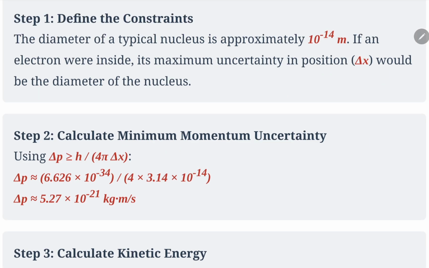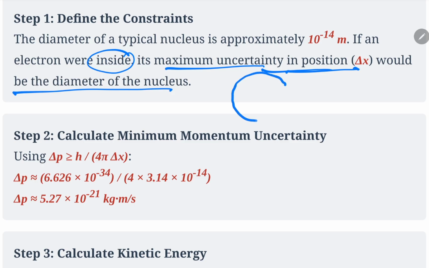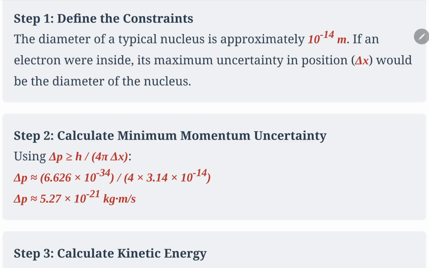If our electron would be inside the nucleus, then its maximum uncertainty in position would be the diameter of that nucleus, because it is inside the nucleus. So it is inside the nucleus, meaning it's inside the diameter, which is basically 10 to the power minus 14 meters. So let's calculate del p, which is the standard deviation of momentum, from the Heisenberg uncertainty principle.